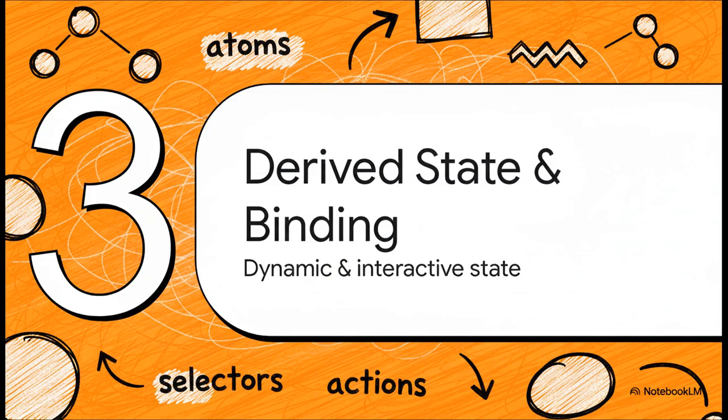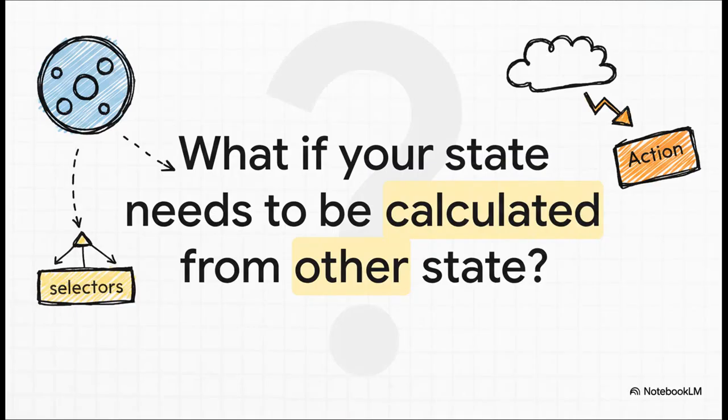Okay, so that's basic state handled. But let's be real, UIs get more complex than that, right? What happens when one piece of your state actually depends on another piece of state? Yeah, this is a classic problem. You've got a first name atom and a last name atom. So how do you get a full name that automatically updates whenever the first or last name changes without writing a bunch of boilerplate code?